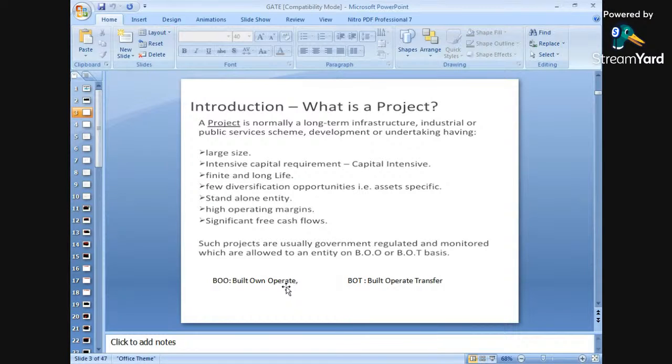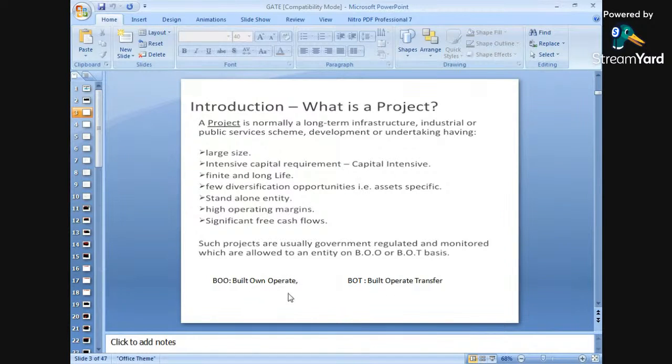What about build, operate, and transfer? That means it is constructed by the contractor and used by the public, and finally it will be transferred to the government sector. So this is what is considered under build, operate, and transfer. These two things are also considered in a project.